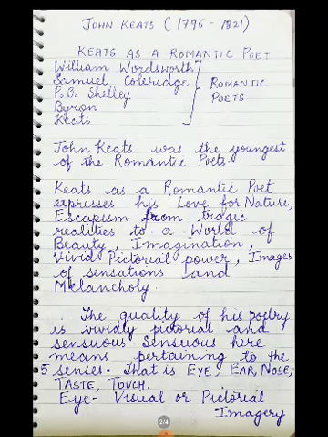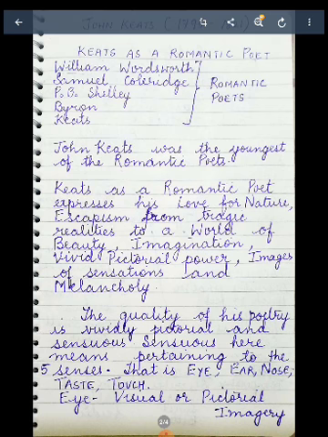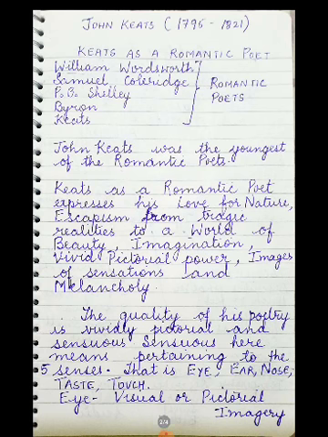John Keats was born in 1795 to 1821. Now, there are five romantic poets. The well-known five romantic poets are William Wordsworth, Samuel Coleridge, Percy Bysshe Shelley, Byron, and Keats. John Keats was the youngest of the romantic poets.